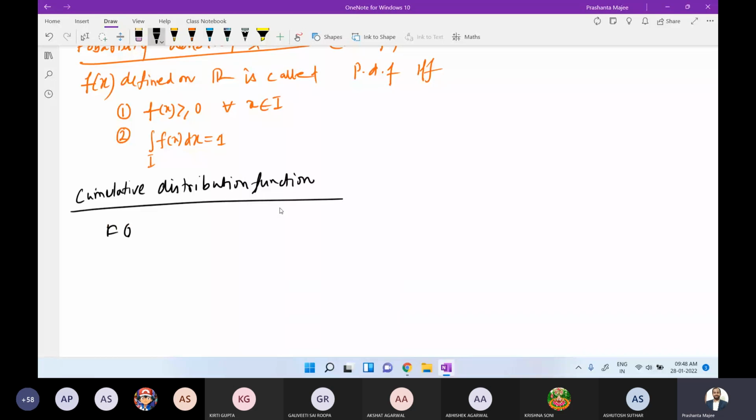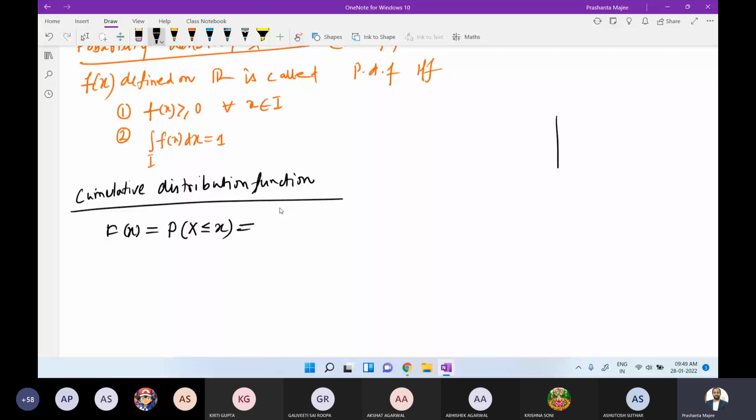So F of x, again, the definition of the cumulative distribution function is the same. F of x is the probability that the random variable assumes a value up to the point x. So what will be the total probability up to the point small x? What will it be in the case of a continuous random variable?